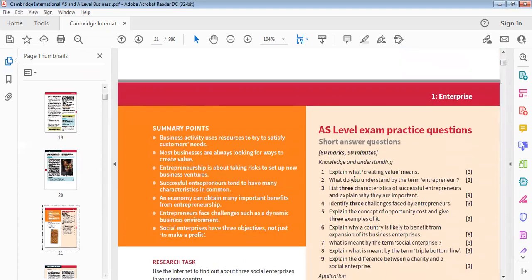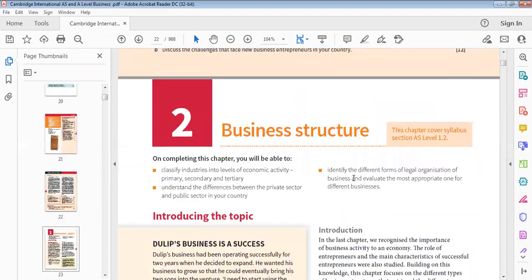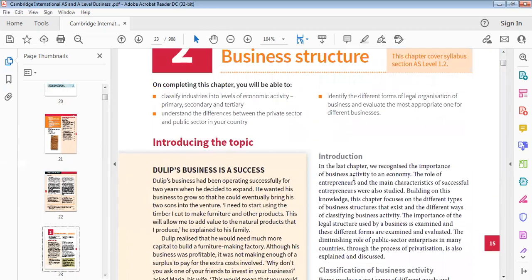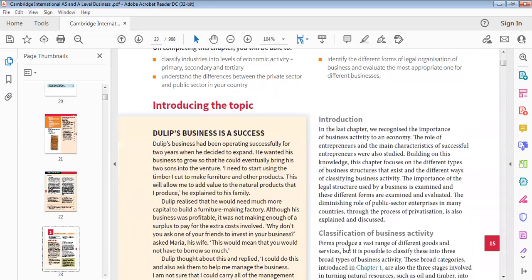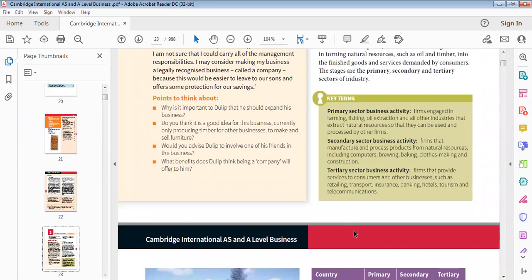Now we're going to move to unit 2. In unit 2, we're going to talk about the various structures of business. You're already familiar with these three things, right? Primary, secondary, and tertiary business activity. Are you familiar with these three things? Not that much. Not really.